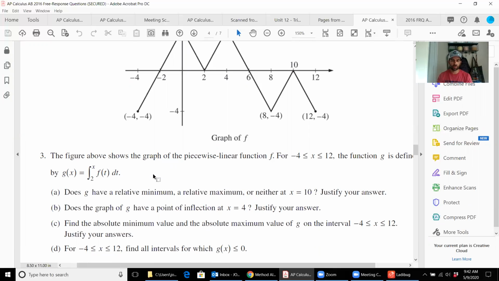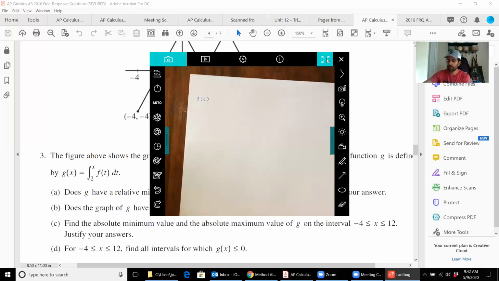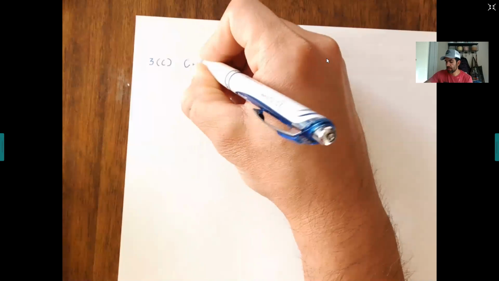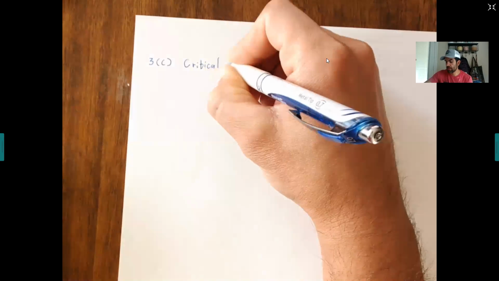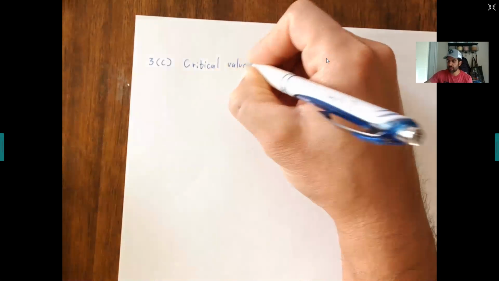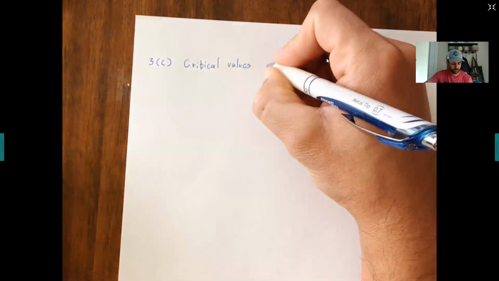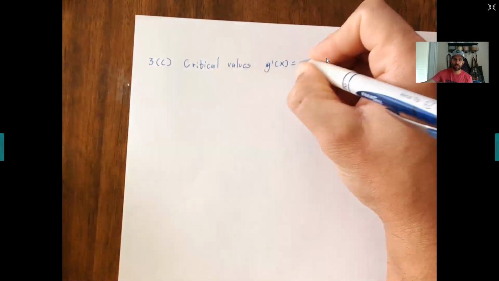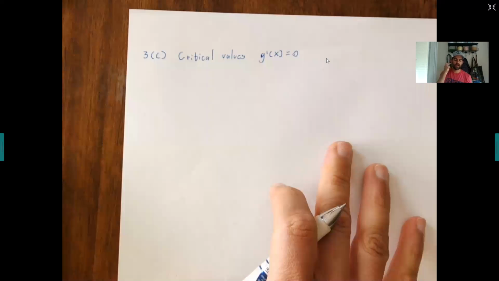To figure out absolute max or absolute min, you're going to have to do a couple of things. At this point, I'm going to go to my screen and I'll show you how I'm getting those numbers here in just a second. First of all, I have to find what's called my critical values, and that's normally where the derivative is 0. Let's call it g prime of x is 0. I want to know where that happens.